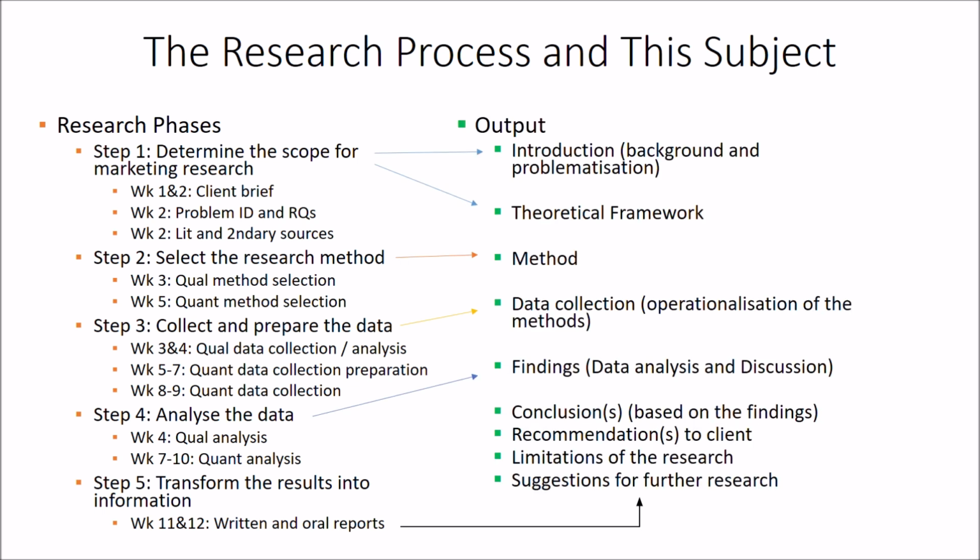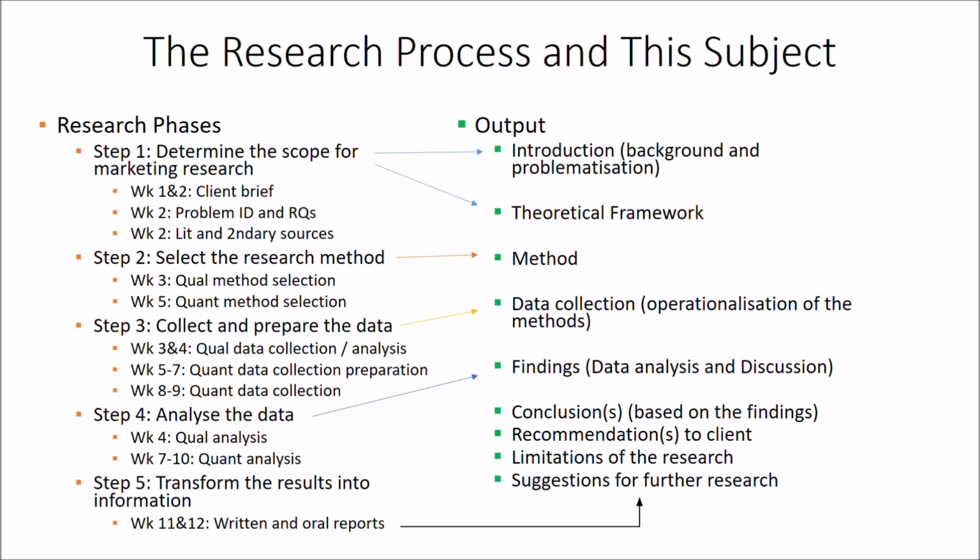So in terms of the output, the complete report is on the right-hand side here with the green dots. A marketing research report includes an introduction, the theoretical framework, method, data collection, findings, conclusions, recommendations, limitations, suggestions. So as we go through each of the steps and each of the weeks, we are addressing one of these output areas. So as we go through the subject, you'll be building into your final reports.